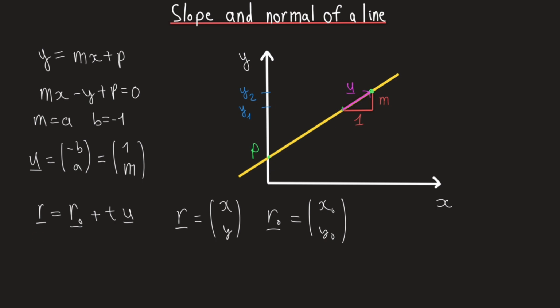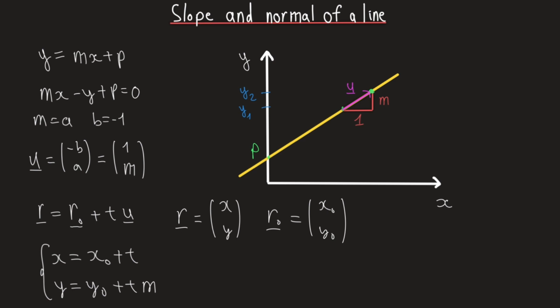Equating the components in our vector equation, in other words, linking the coordinates in this equation, we get that x is equal to x naught plus t times 1, because the x-coordinate of our direction vector u is 1. And similarly for y, we get y naught plus t times m, because the y coordinate of our direction vector is m.